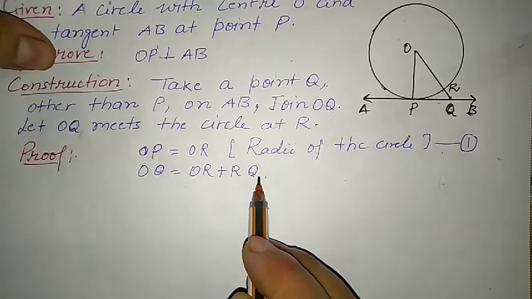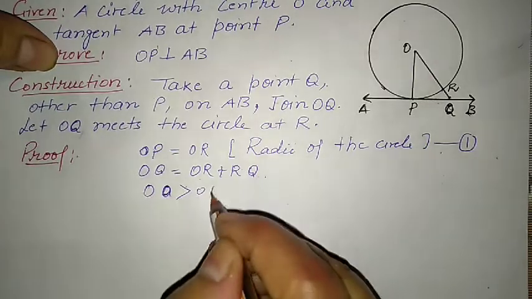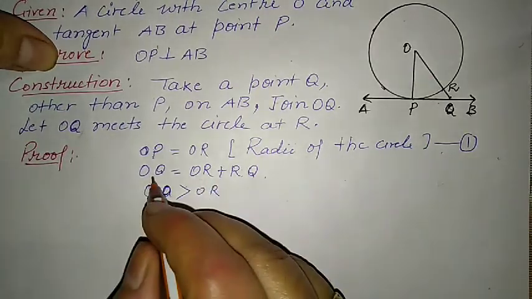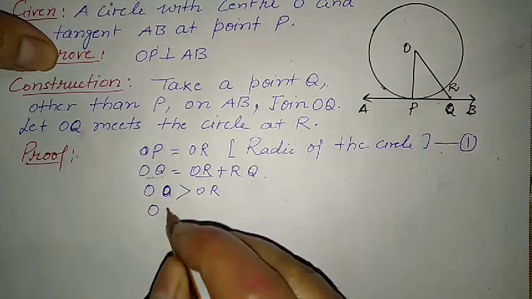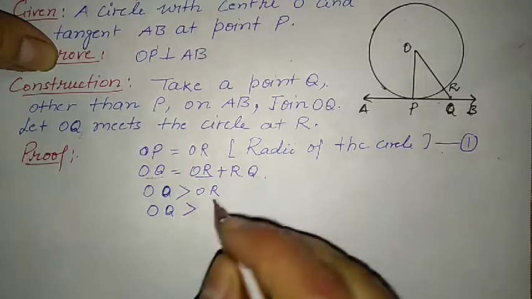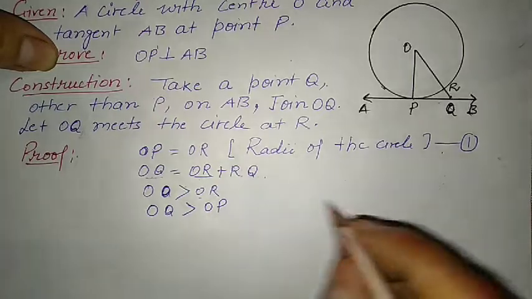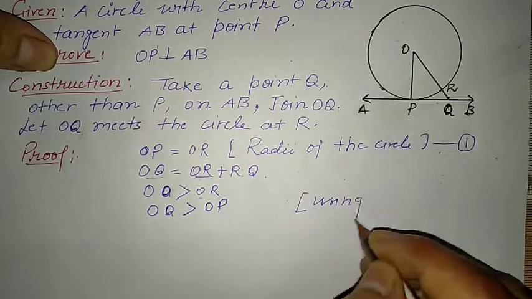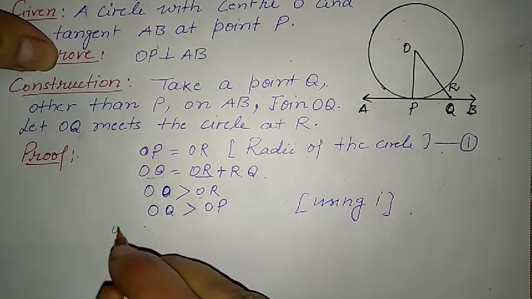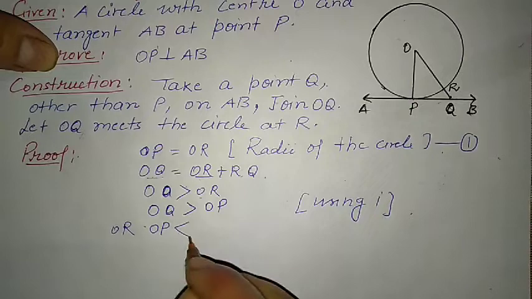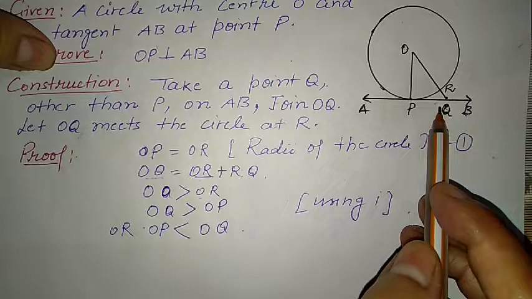So we can say that OQ is greater than OR, because RQ is added to OR and it becomes OQ. So OQ is greater than OR. And because OR is equal to OP, using 1 we can write that OP is less than OQ. It means that OP is less than OQ.